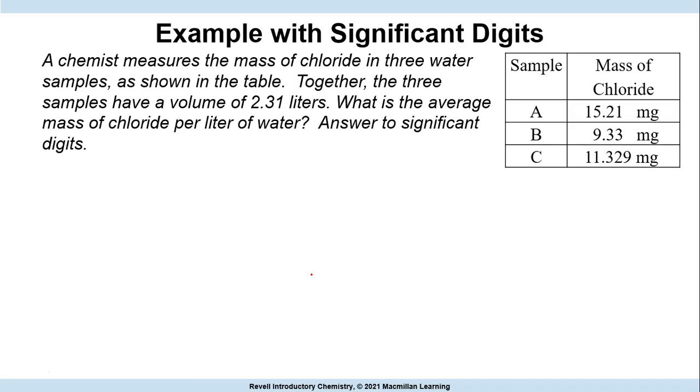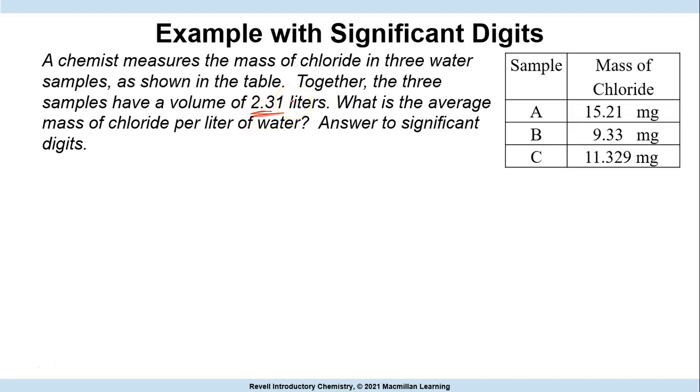A chemist measures the mass of chloride in 3 water samples as shown in the table. Together, the 3 samples have a volume of 2.31 liters. What is the average mass of chloride per liter of water? Answer to the correct significant digits. What are we going to do in this case? We are going to calculate the average mass, because we've been asked for the average mass per liter. So we are going to add the masses and divide by 2.31 liters.